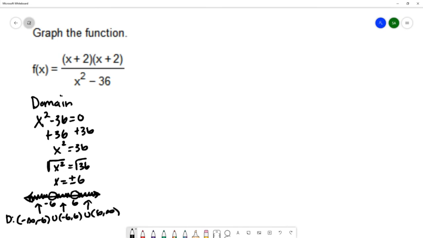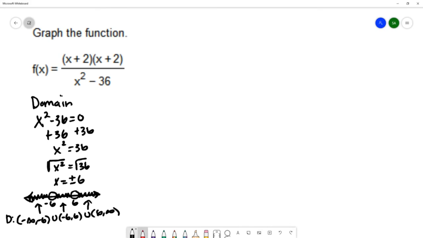So our domain is all real numbers except for -6 and +6. And we write that in interval notation as -∞ to -6, union with -6 to 6, union with 6 to infinity.